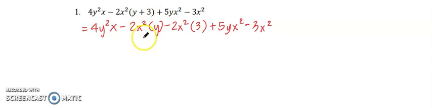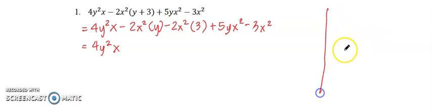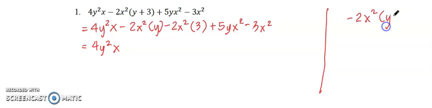Okay, so we now follow GEMDAS, and since we have multiplication here, we will perform that first. For the rest, still copy 4y squared x, and then now we multiply. Okay, let's separate them here. We have negative 2x squared times y. So how do we multiply them? Ma'am, we don't have any similar terms, or variables rather. How do we do this?